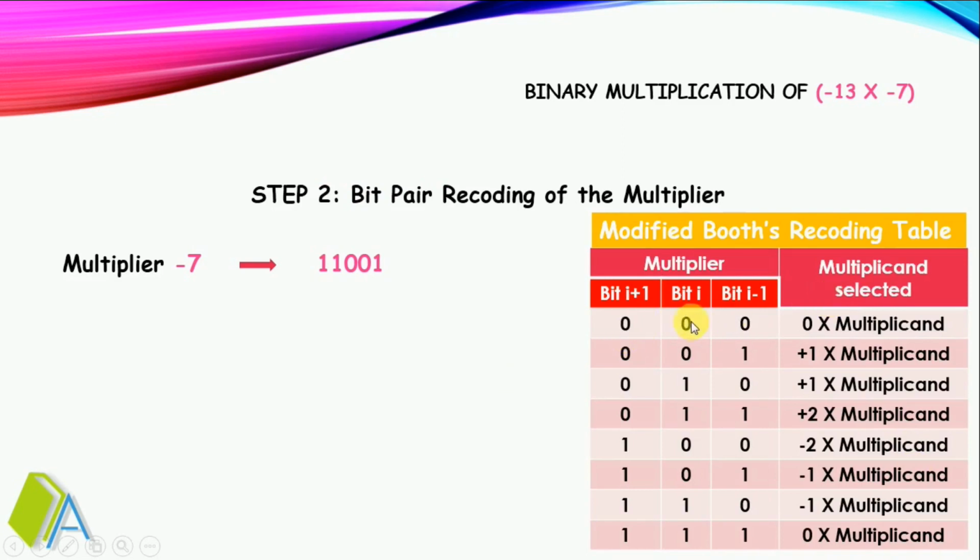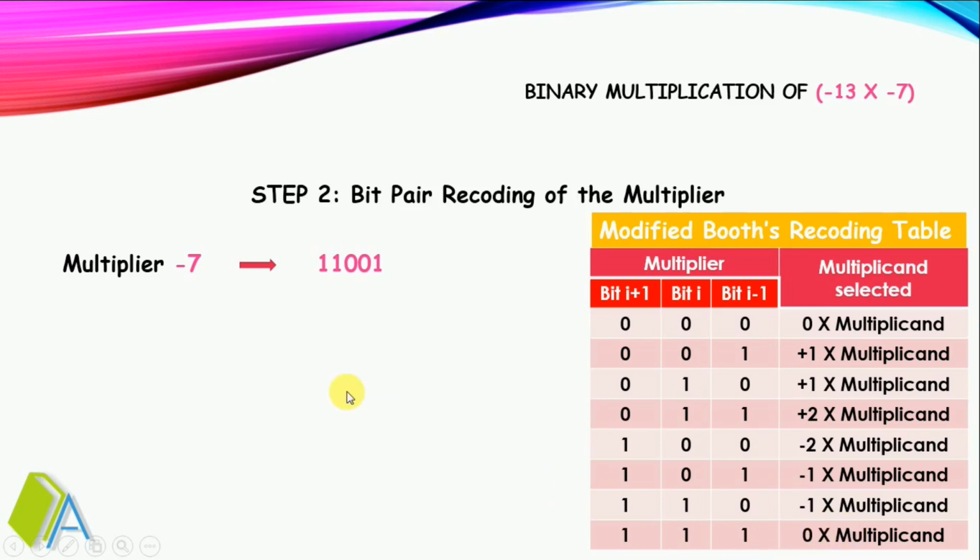For the combination of the I minus 1th, ith and I plus 1th bits, we recode the multiplier, and we multiply the multiplicand using the recoded value. For the combination 000, the recoded value is 0. For the next two combinations, 001 and 010, the recoded value is plus 1. For 011, we multiply the multiplicand by plus 2. For the combination 100, minus 2 has to be multiplied with the multiplicand. For the next two combinations, 101 and 110, minus 1 has to be multiplied with the multiplicand. For the last combination 111, 0 has to be multiplied with the multiplicand.